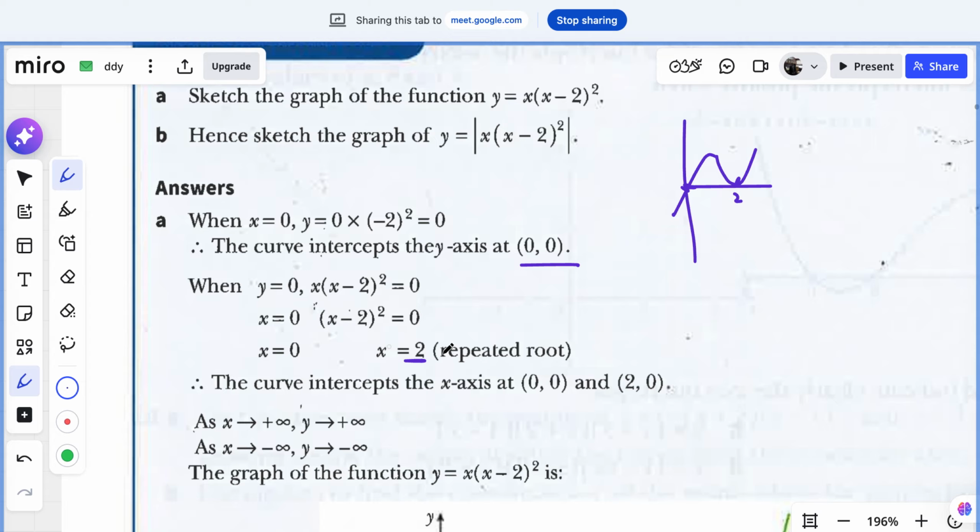5.4 is solving cubic inequality graphically. It said the diagram shows part of the graph of y equal to half into x plus 3, x minus 1, and x plus 1. Use the graph to solve this inequality. Meaning the graph is given to us. That's why they say use the graph. They are not asking you to sketch the graph. They say use the graph to solve this inequality. So this whole graph is drawn already.